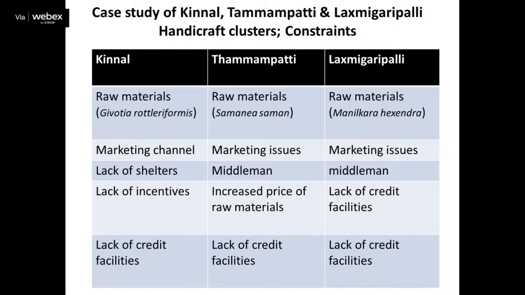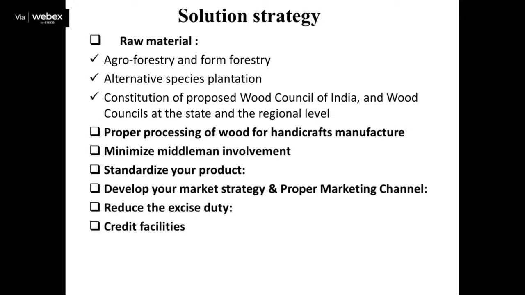Now we come to the solution strategy. For the raw material availability, we have to go for agroforestry and farm-grown forestry. The artisans or the wood-based sector should go for agroforestry. And if a traditional species is not available, we have to opt for alternative species plantation. The proposed Wood Council of India, and Wood Councils at the state and national level, should be constituted to counsel on the scarcity of wood at the state as well as regional level.